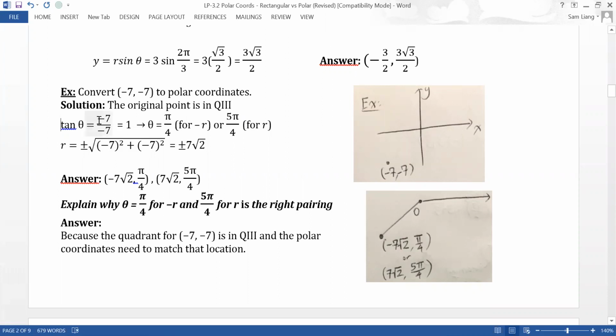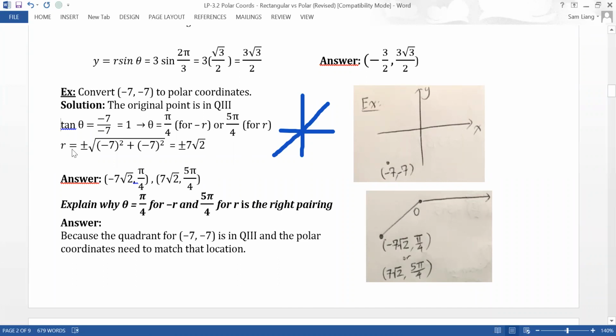So tan theta equals y over x, so that'll be -7 over -7. In this case, it doesn't matter. But yeah, we're going to get +1. So theta, the angle, is pi over 4 or 5 pi over 4. Again, tangent is equal to 1 at pi over 4 and in quadrant 3, which is 5 pi over 4. Okay. So those are our two answers.